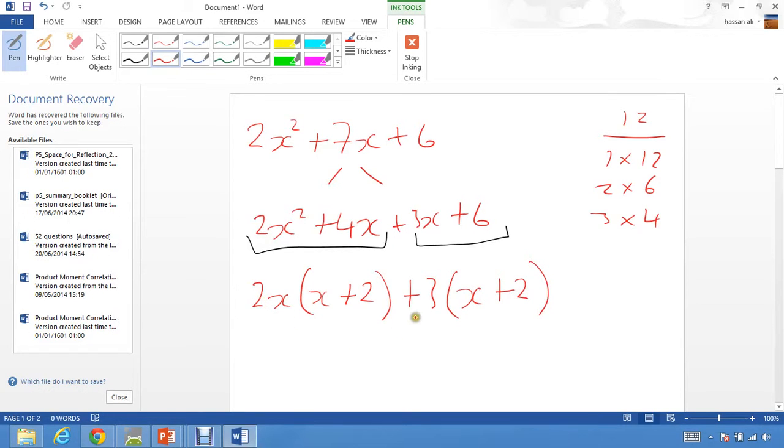And then you just add up what's left outside the bracket and what's inside the bracket. Now it's vital that you make sure that these two are the same. Okay, if what's inside your bracket is not the same, you haven't got the right answer.